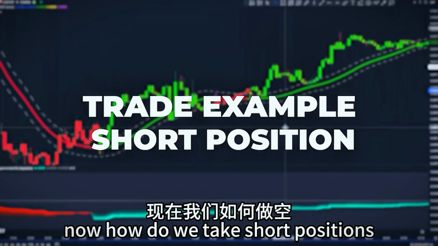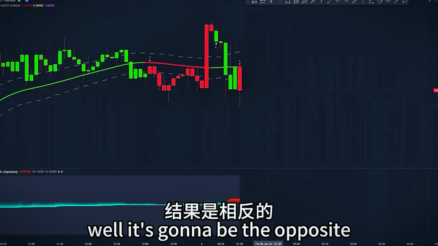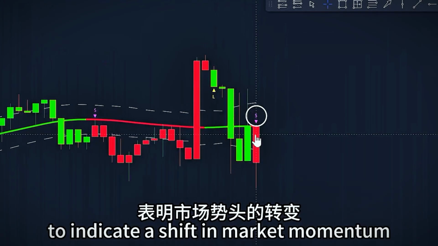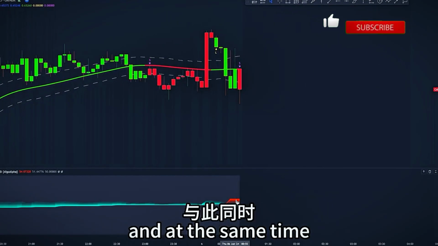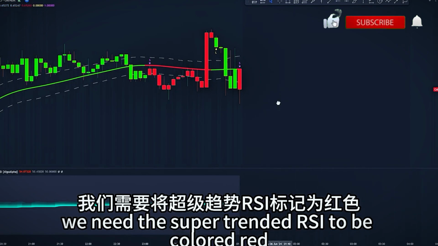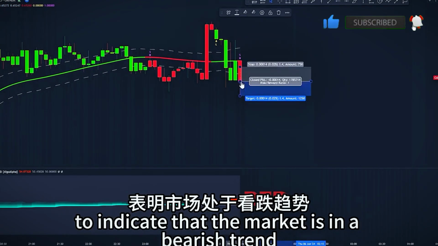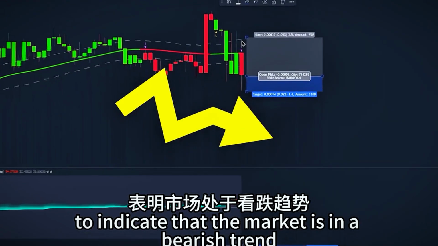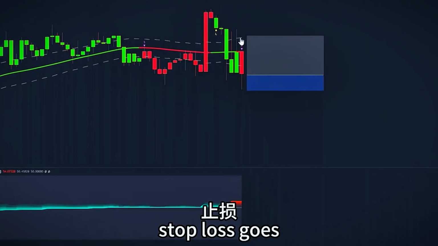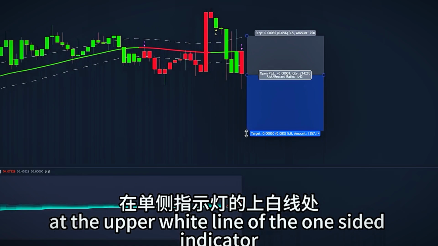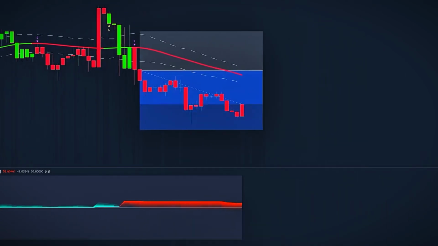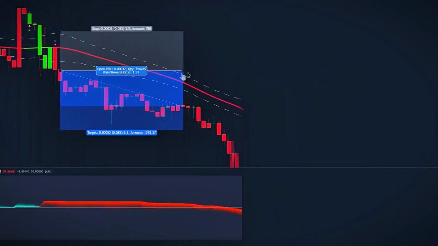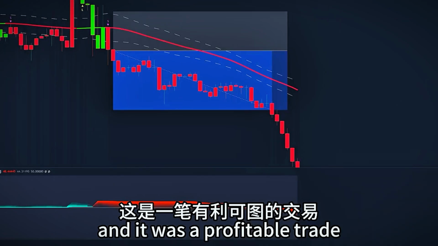Now, how do we take short positions? Well, it's gonna be the opposite. So you want a short signal to be printed to indicate a shift in market momentum from bullish to bearish. And at the same time, we need the Super Trended RSI to be colored red to indicate that the market is in a bearish trend. We enter our short position here. Stop loss goes right at the upper white line of the one-sided indicator. The take profit is gonna be set at 1.5 times the risk. Letting the trade run, and it was a profitable trade.